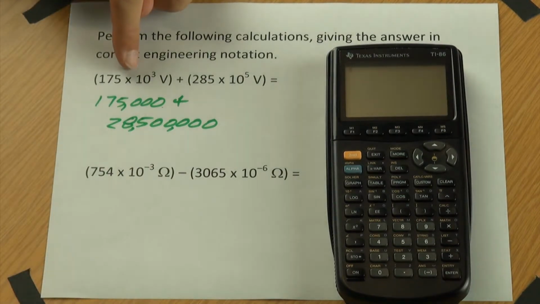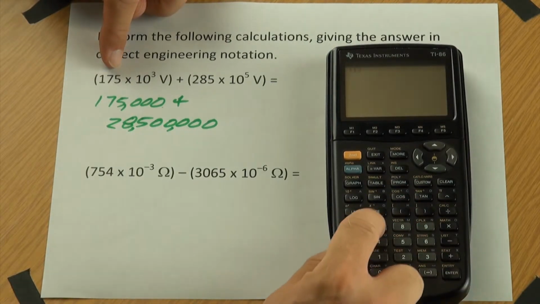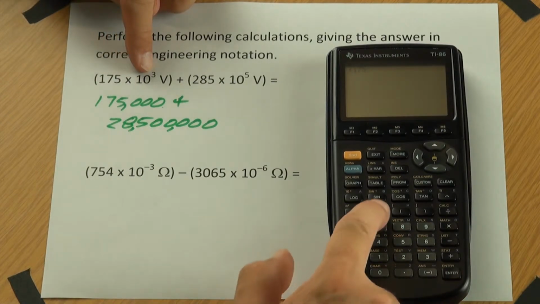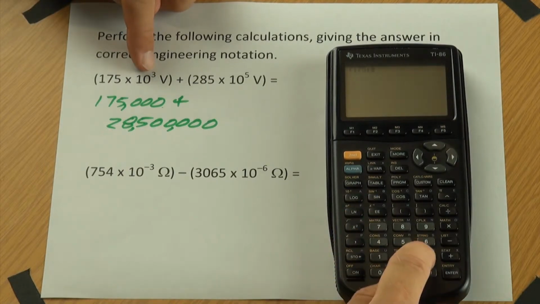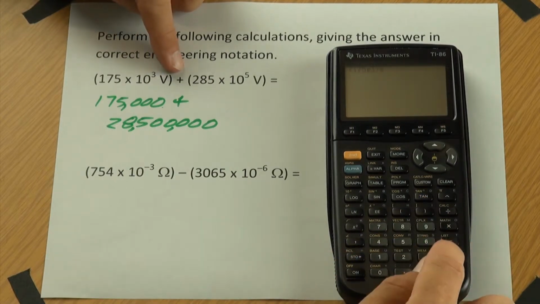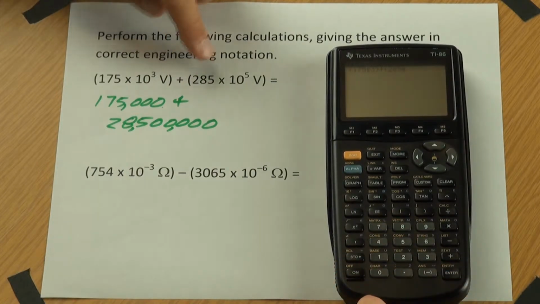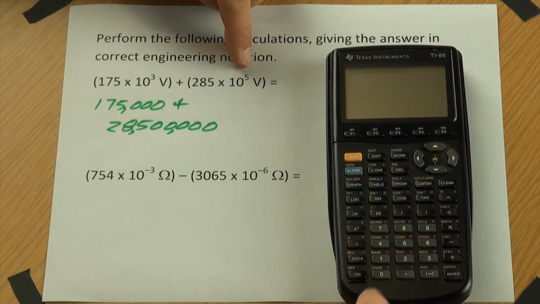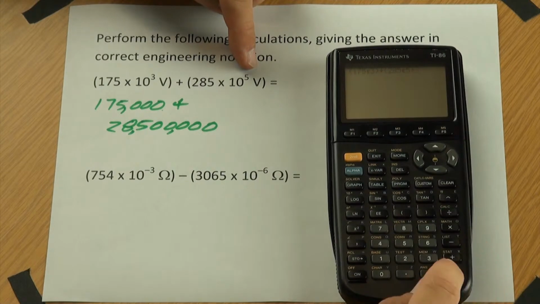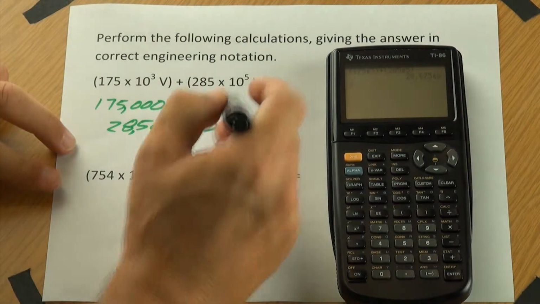So as I'm working with my problem here, what I'm going to do is open parentheses, 175, and then where they say times 10 to the 3rd power, I'm just going to say EE and give it the exponent 3. Then close my parentheses, plus, open parentheses, 285, and instead of times 10 to the 5th, I'll just hit the EE and that exponent 5, close parentheses, and hit equals.